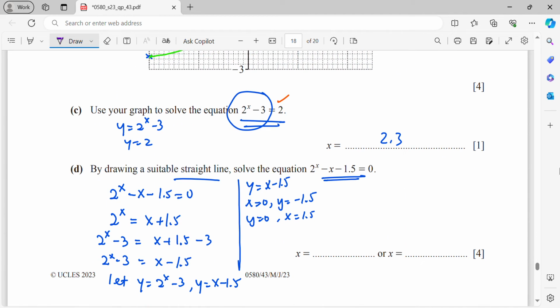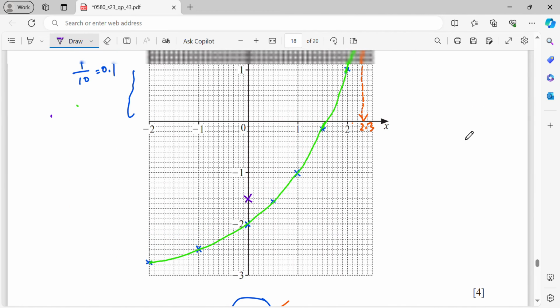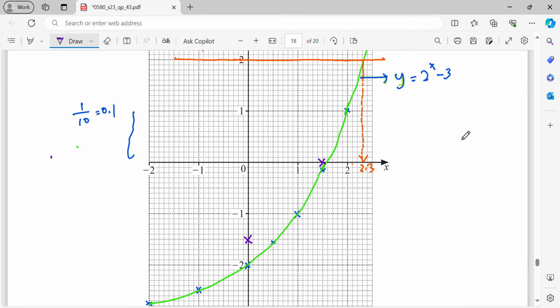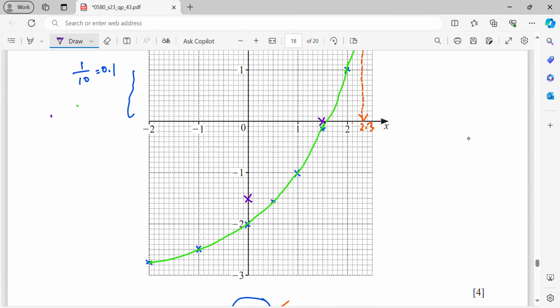Another point is 1.50. Okay, so now I need to draw two lines. Draw a line joining these 2 points. For you, please use a ruler because my drawing will not be accurate. It should be a straight line.